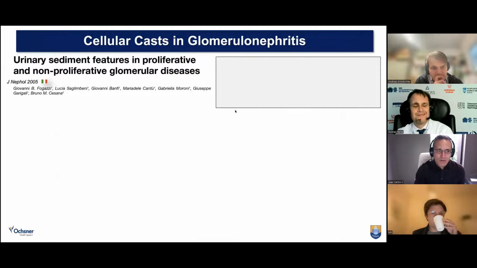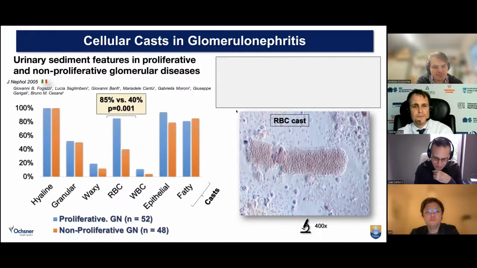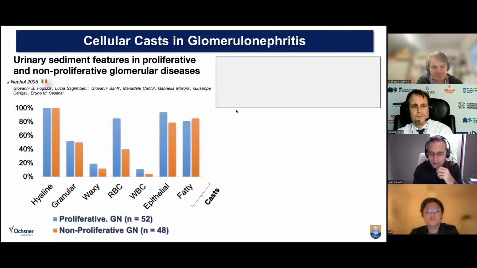Starting with this paper from Giovanni Varghese in 2005, one of the seminal papers. In this case, he looked at the difference between proliferative glomerulonephritis and non-proliferative glomerulonephritis. Proliferative meaning your infection-related glomerulonephritis, lupus glomerulonephritis. I think he also included ANCA vasculitis in this group. Non-proliferative were considered things such as membranous nephropathy, focal segmental glomerulosclerosis, etc.